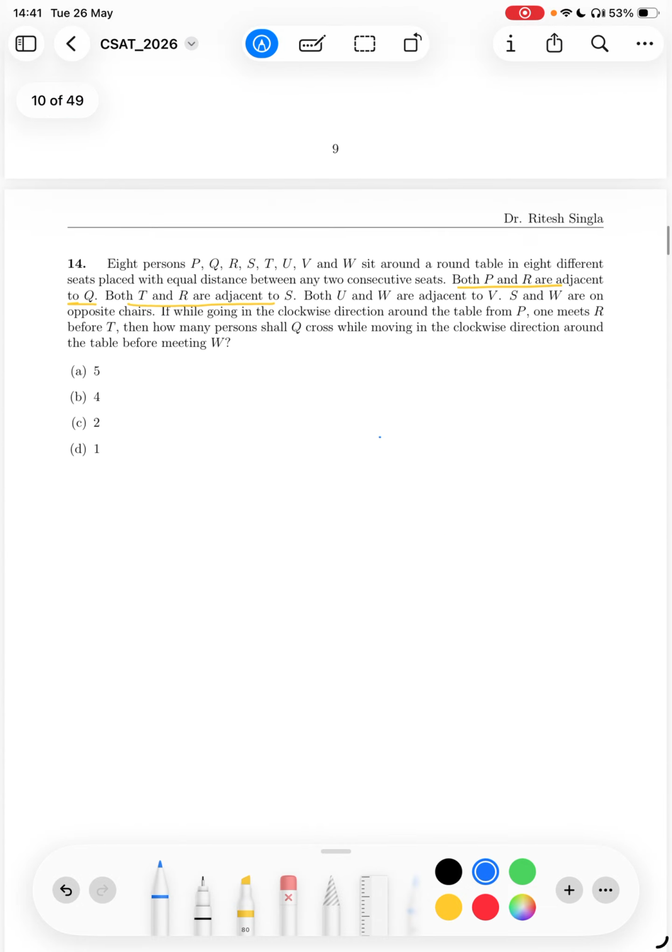Coming to question number 14, it has been given that we have eight persons P, Q, R, S, T, U, V, and W, who sit around a round table. So let us start by making a round table. So it is 1, 2, 3, 4, 5, 6, 7, 8. So these are the 8 positions, say.